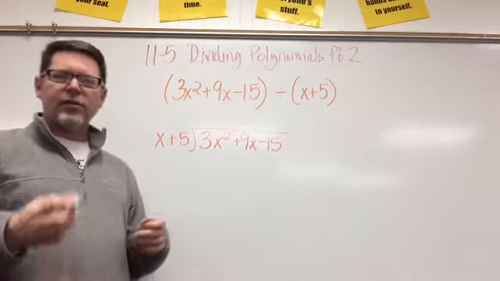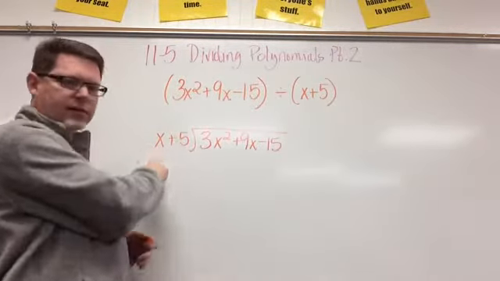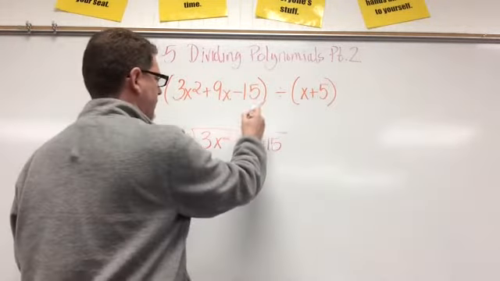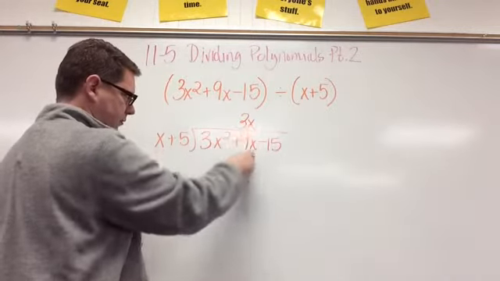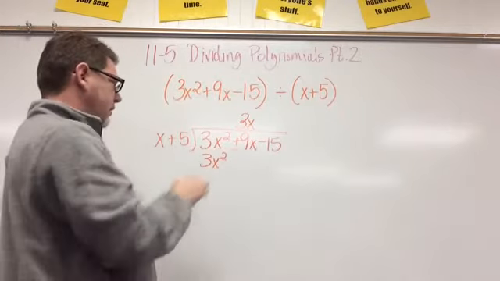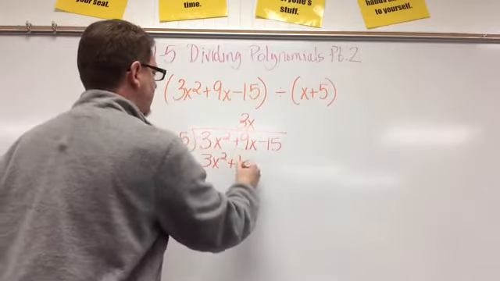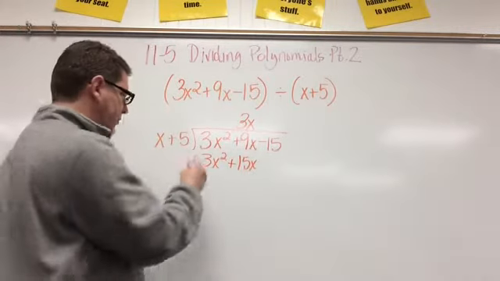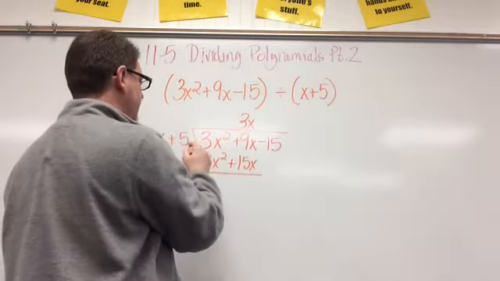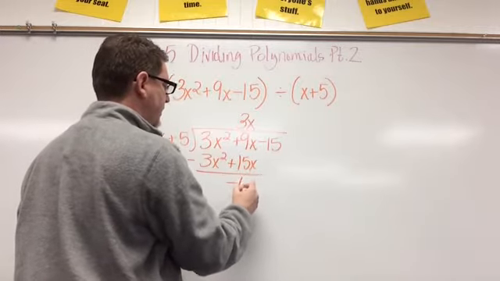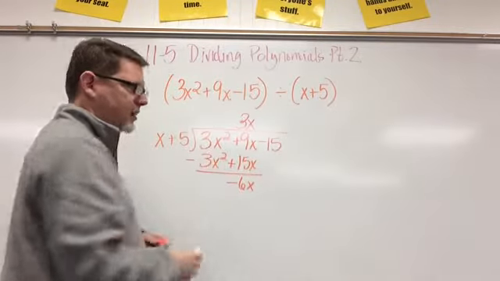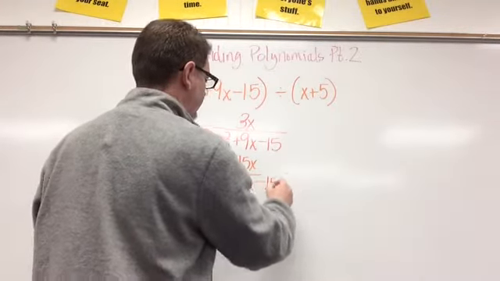So once again, I'm going to just take the 3x squared and the x, and we're going to deal with those. So 3x squared divided by x is 3x, and it goes right here. So 3x times x is 3x squared, and 3x times 5 is plus 15x. But remember, I have to subtract these. So I know that 3x squared minus 3x squared is nothing, and 9x minus 15x is negative 6x, because 9 minus 15 is negative 6. And then I bring down the negative 15.